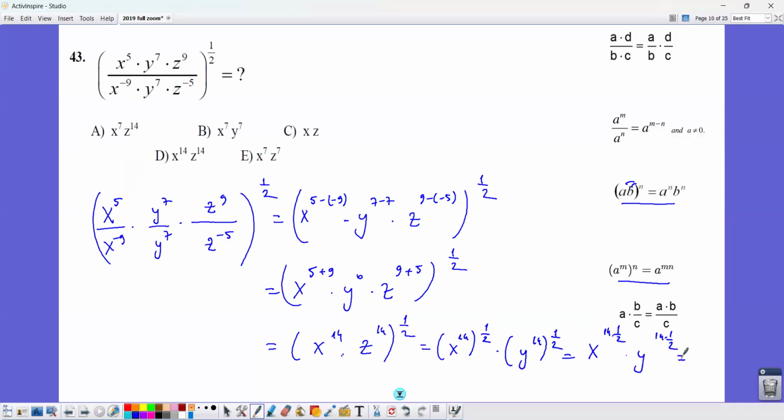What will be 14 times 1 over 2? It's like 14 over 2, so which is x to the power of 7 times y to the power of 7 is the result. Then E is your answer.